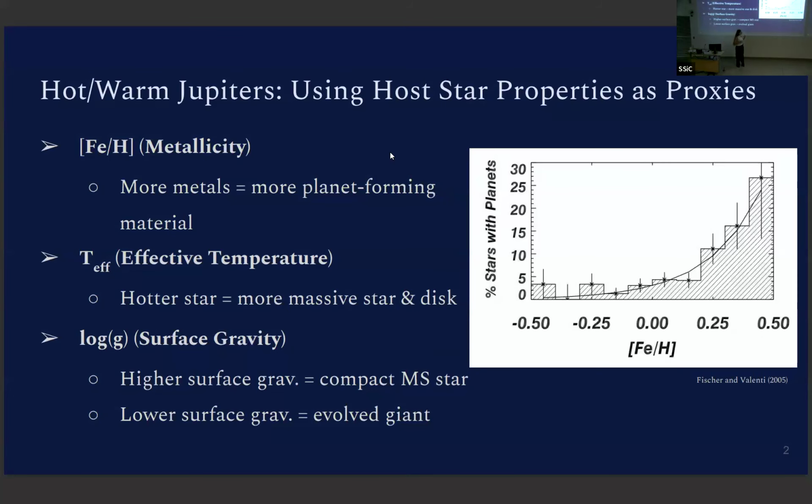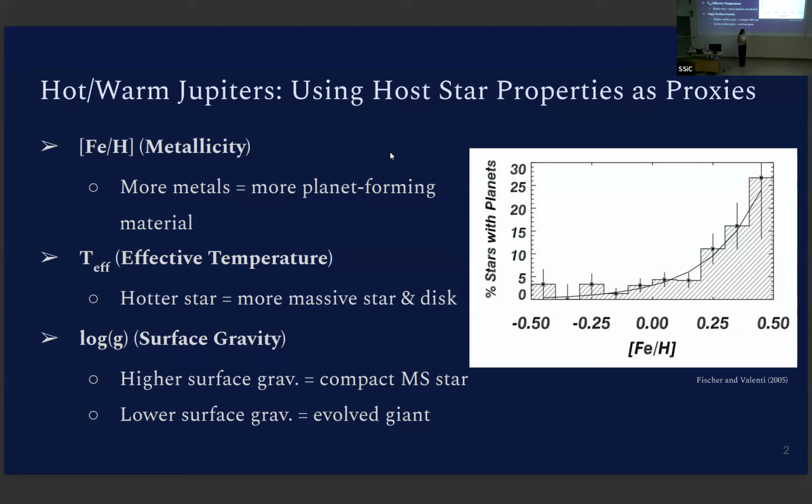So, I'm not going to go too deep into what hot and warm Jupiters are, since most people have already talked about that. But I'm going to mention the three host star properties that I looked at to use as a proxy during my project. The first one being metallicity. And so more metals just means that it has more planet-forming materials.